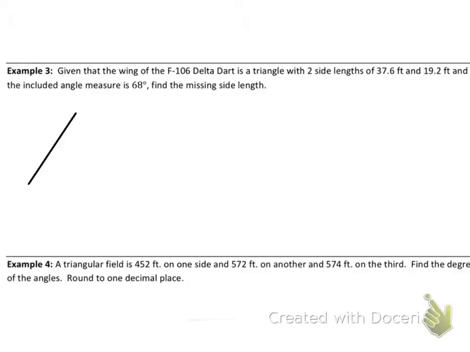I'm going to draw that triangle. A problem like this would need an included drawing because you're just not sure which sides we're dealing with. So this is going to be my 37.6. This was my 19.2. And the included angle means it's the one in between the two sides. So my included angle is 68 degrees, right here.